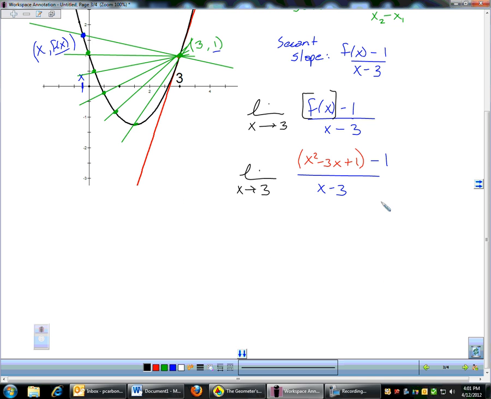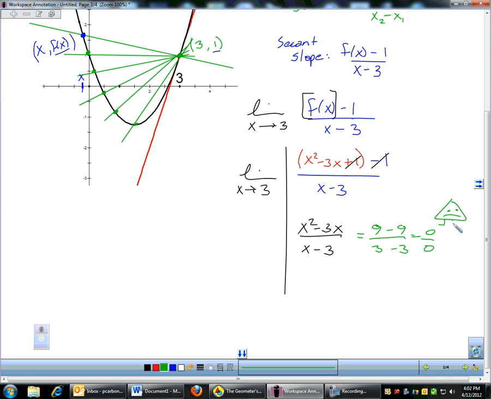And now it becomes a normal limit. We're just going to solve this the way we've always solved limits. x squared minus 3x plus 1 minus 1, plus 1 minus 1 is 0. I've got x squared minus 3x over x minus 3. And now we solve the limit. If I tried plugging in, 3 squared is 9, minus 3 times 3 is 9, over 3 minus 3, and we get 0 over 0, which means we have to keep working. So that doesn't make me too happy because I have to keep working. So there's kind of a frowny, smiley man. Oh, well. But this isn't too bad.